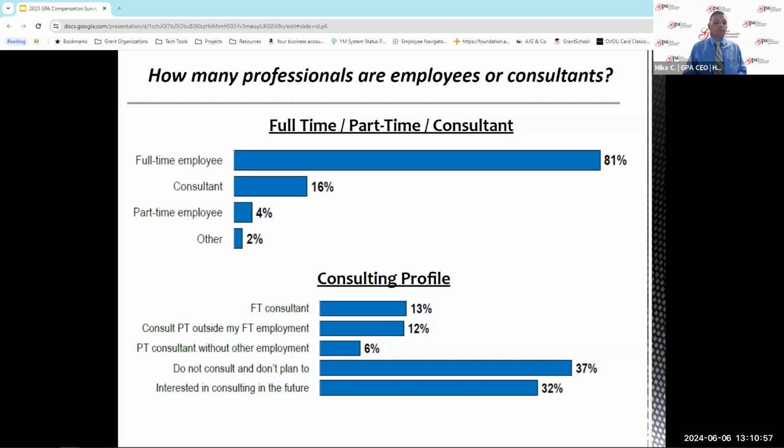In terms of consulting, as far as where they are currently and future possibilities, among all survey participants, 31% report some involvement in current consulting. 13% are full-time, 12% part-time outside their full-time employment, and 6% are just full-time or part-time consultants without other employment. Interestingly enough, the do not consult and don't plan to and interested in consulting in the future numbers did not change from 2022. So those seem to be remaining fairly consistent in that regard.